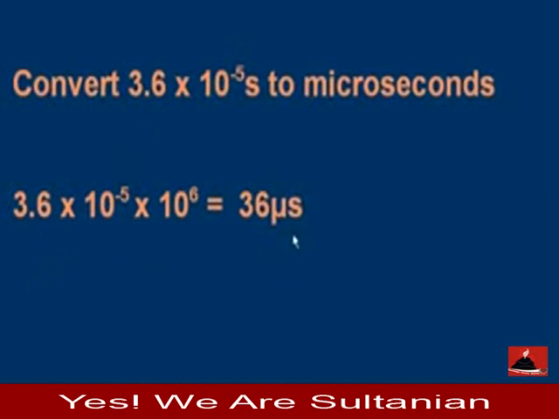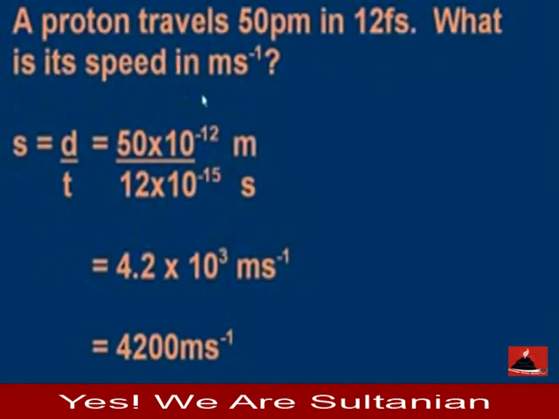Let's do a proper calculation. A proton travels 50 picometers in 12 femtoseconds. What's its speed in meters per second? Well, speed is distance over time. If we want the speed in meters a second, the distance must be in meters, the time must be in seconds. So we put the distance in meters.